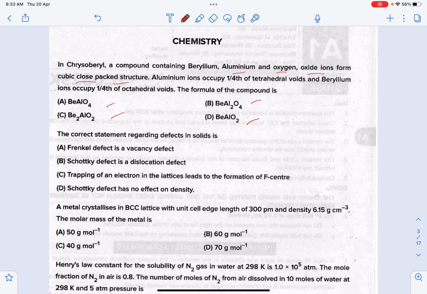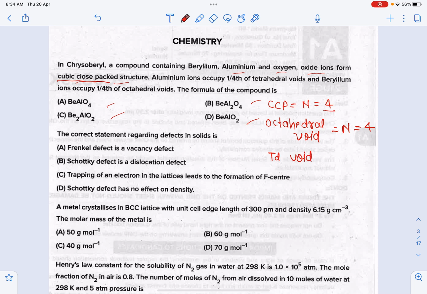Now, as you know, the number of atoms in CCP, that means n, is equal to 4. Total number of atoms in the cubic close packing structure is 4. In octahedral voids, the number of atoms, n, is also equal to 4. For tetrahedral voids, the number of atoms is equal to 2n, that means 2 into 4, which is equal to 8. So let's solve this.